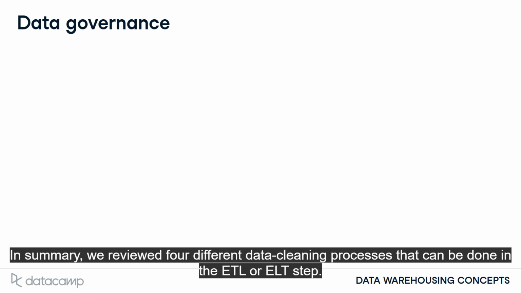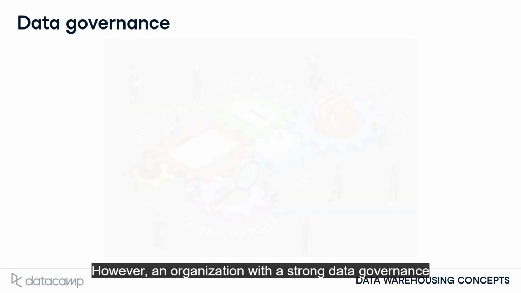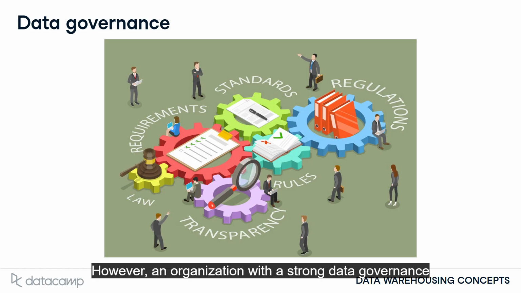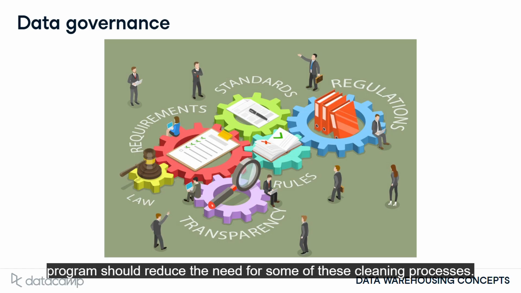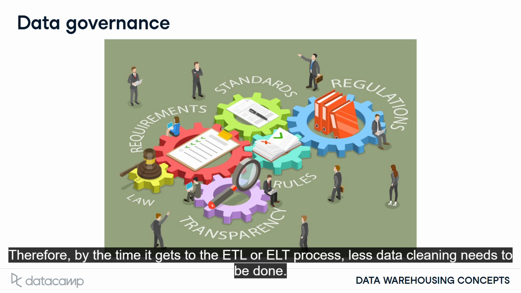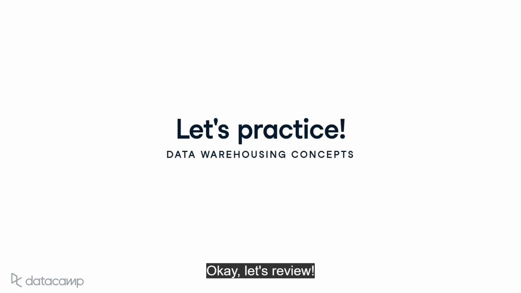In summary, we reviewed four different data cleaning processes that can be done in the ETL or ELT step. However, an organization with a strong data governance program should reduce the need for some of these cleaning processes. Data governance looks to develop rules and definitions around the data and detect and correct the data that deviates from its definition. Therefore, by the time it gets to the ETL or ELT process, less data cleaning needs to be done. Okay, let's review.